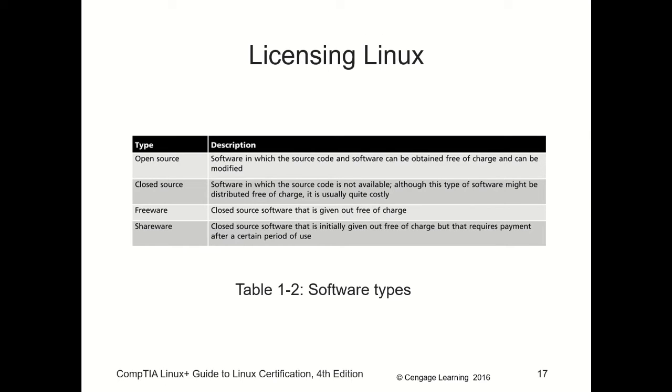Closed source is basically software in which the source code is not available. Although this type of software might be distributed free of charge, it is usually costly. Freeware is closed source software that is given out free of charge. Shareware is closed source software that is initially given out free of charge but requires payment after a certain period of use.